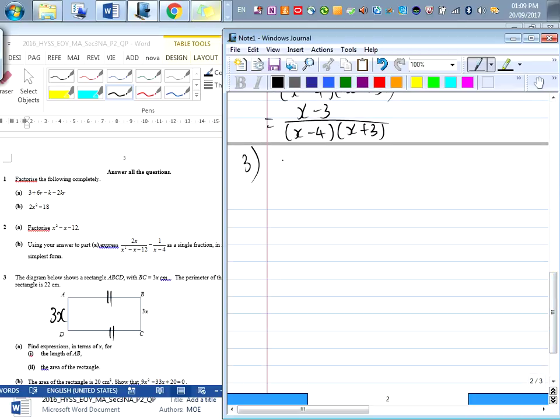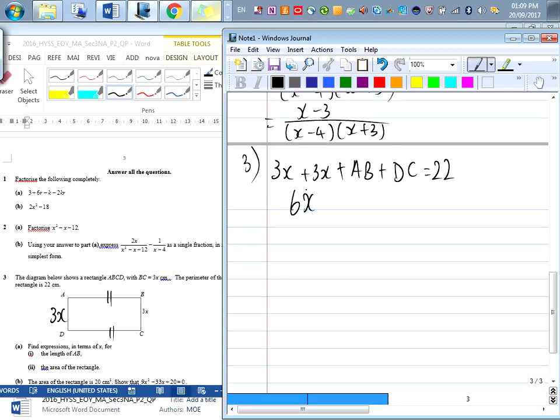Write down the perimeter of the rectangle, okay? 3x plus 3x. What else do I need to add to get a perimeter? Plus DC. How much is this supposed to be? 22. Now, is AB and DC the same? Yes, they are the same. So, 6x over here plus 2AB is equals to 22, yes?